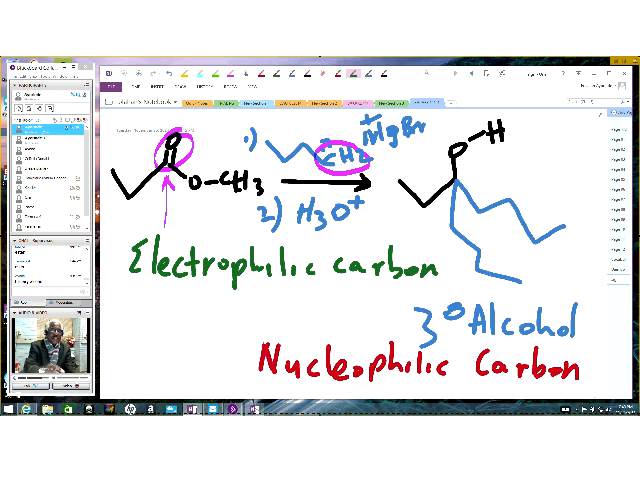So this carbon becomes your electrophilic carbon. In other words, this is the carbon to which the carbon of the Grignard will attach itself. Okay, so how does that happen? Anytime you have an electrophile, it is positively charged, and a nucleophile is negatively charged. So the negatively charged nucleophile will attack the positively charged electrophile, and you form a new carbon-carbon bond.